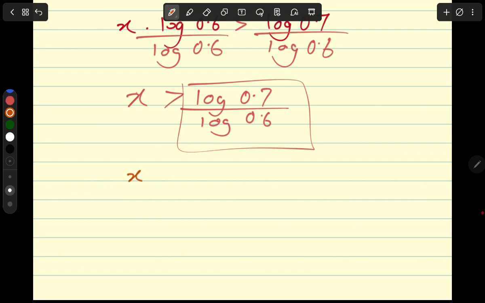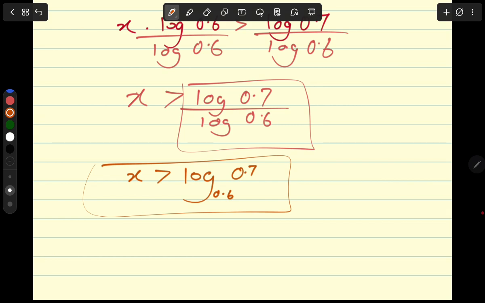Okay, now this becomes x is greater than... make sure that you are not doing this stuff, that you multiply this by 10 and multiply this by 10 in order to convert it into log 7 upon log 6. This is going to be the most hideous of the mistakes. Don't do that. So the answer is going to be x is greater than log 0.7 divided by log 0.6, or you can rewrite it as log 0.7 base 0.6, whatever. So this is going to give you the domain, the answer of this x.